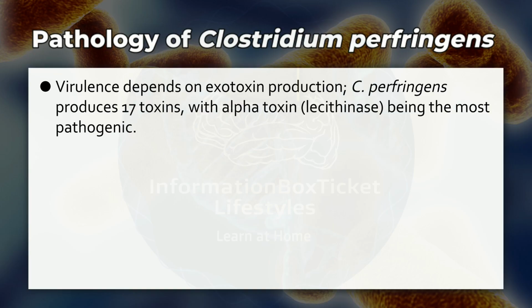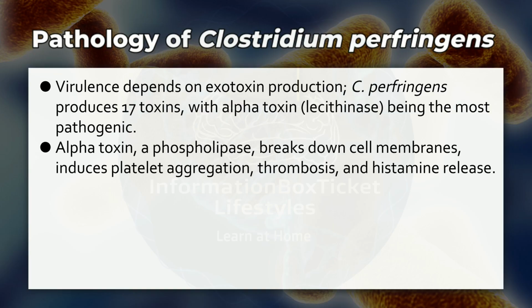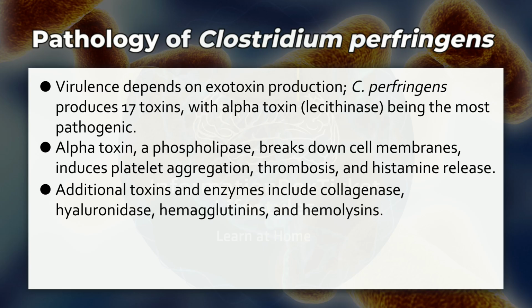Perfringens produces 17 toxins, with alpha toxin, lecithinase, being the most pathogenic. Alpha toxin, a phospholipase, breaks down cell membranes, induces platelet aggregation, thrombosis, and histamine release. Additional toxins and enzymes include collagenase, hyaluronidase, hemagglutinins, and hemolysins.